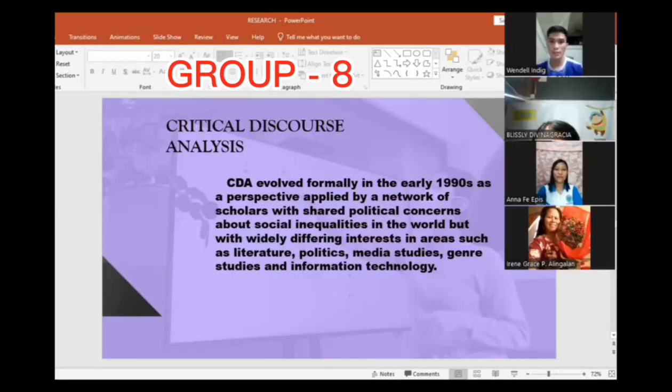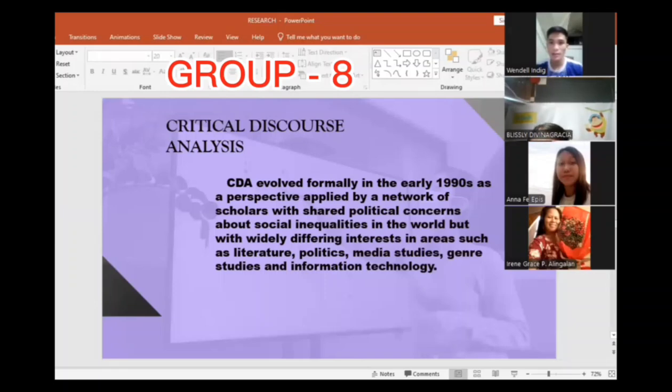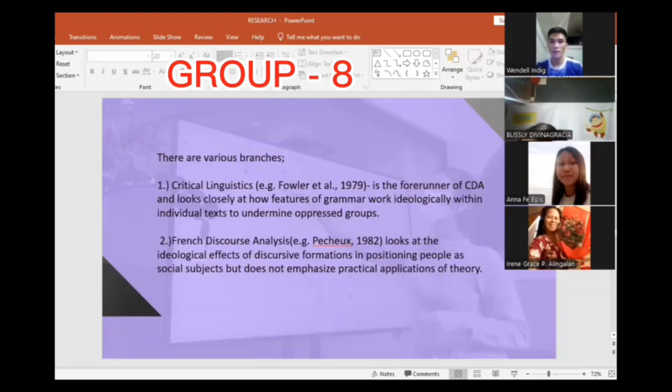Good day, everyone. My name is Wendell Indig. My topic is critical discourse analysis. CDA evolved formally in the early 1990s as a perspective applied by a network of scholars with shared political concern about social inequalities in the world, but with widely differing interests in areas such as literature, politics, media studies, genre studies, and information technology. Critical linguistics of Fowler et al.